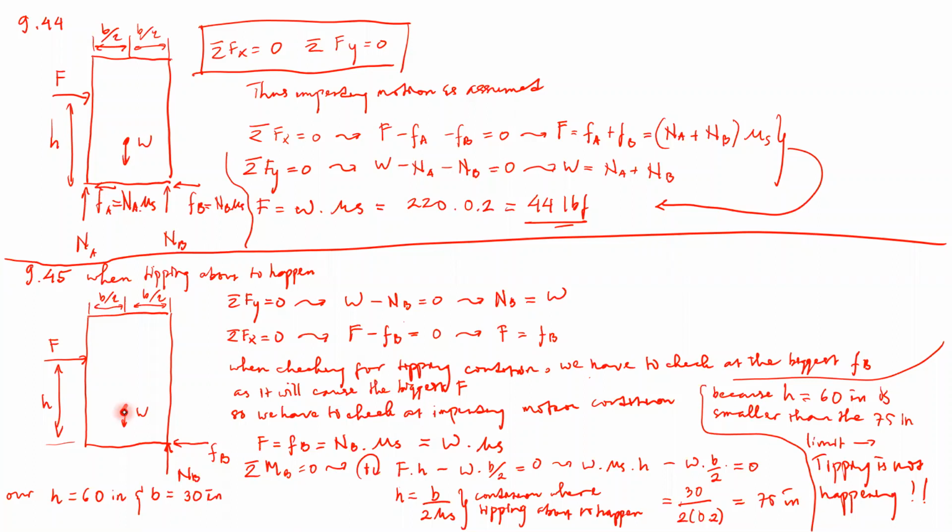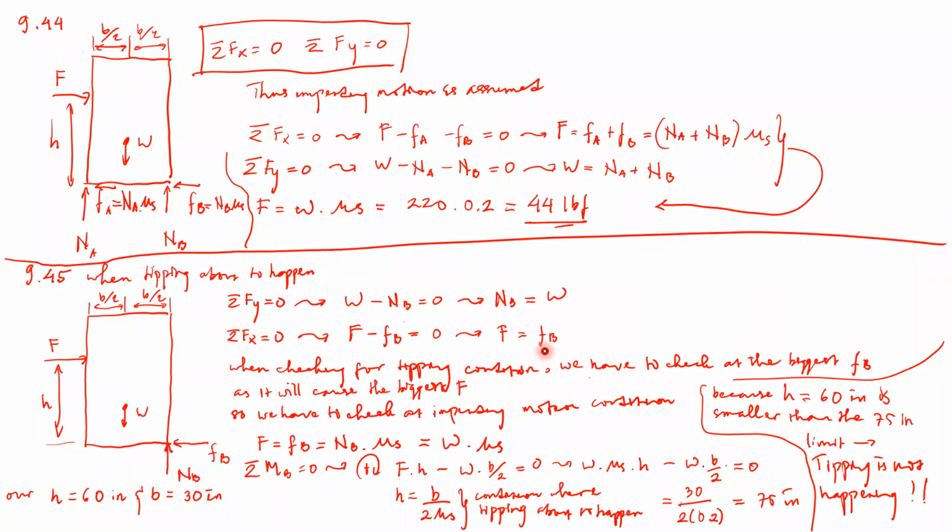Then using sigma Fx equal to 0, the only horizontal forces in the free body diagram are F going to the right and FB going to the left. If the right is positive, this is what we will get: F minus FB equal to 0, which results in F is equal to FB.